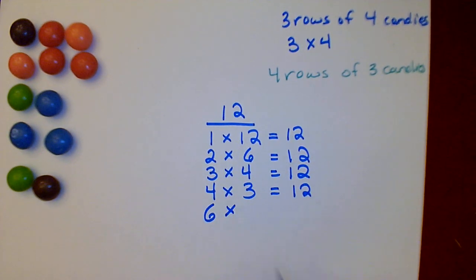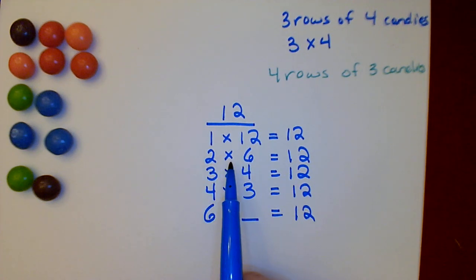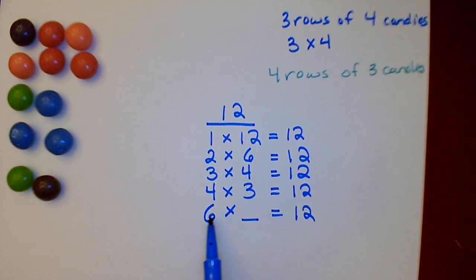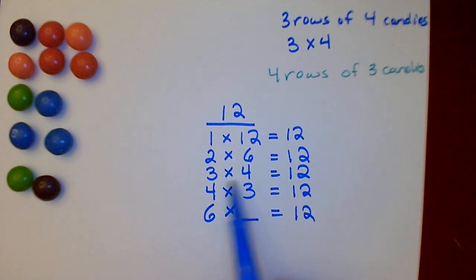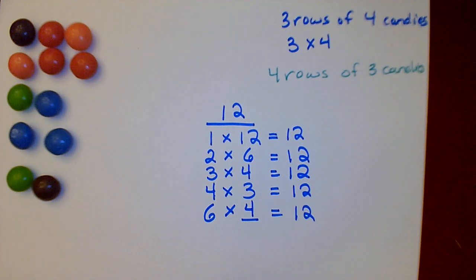Is there a number that you can multiply 6 times to equal 12? Can you think of one? Hint, it's already there. We already wrote it. Once you get a repeat like this, where you see a number in this column that's already in this column, just like this 4 was already there, you basically have found all of them and you're just doing repeats now. And it would be 4 times 6 is another way that I could do this.